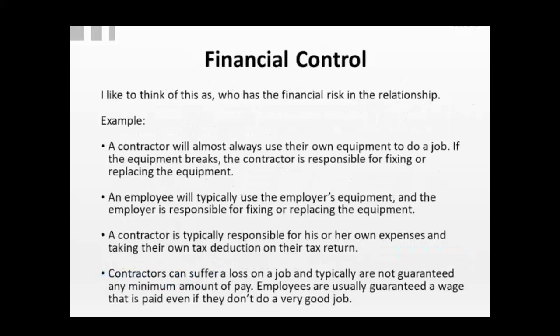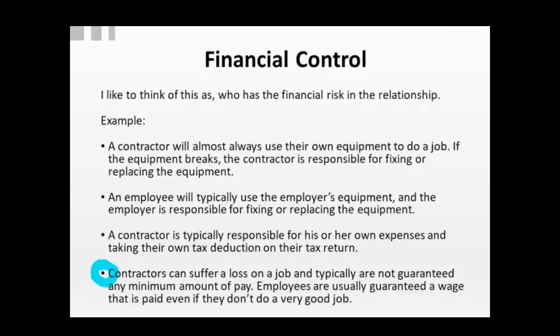Financial control, this is the second test that the IRS looks at. Who has the financial risk in the relationship? For example, contractors typically use their own equipment to do a job. And if it breaks or needs maintenance, the contractor pays those costs. Employees typically use the employer's equipment, and the employer pays the maintenance costs. This last one here, too, is a big one. Contractors can suffer a loss on a job, and they're not guaranteed a minimum amount of pay necessarily. A contractor might bid a job at $1,000, and they get into it, and they determine that, oh, my costs are $1,200.